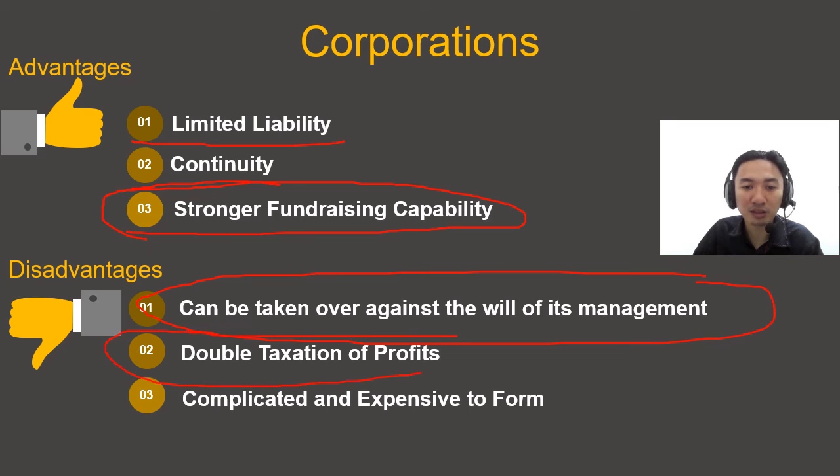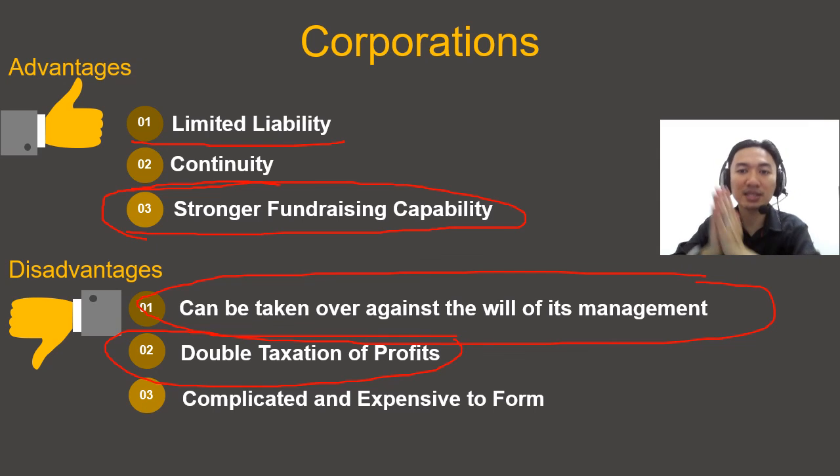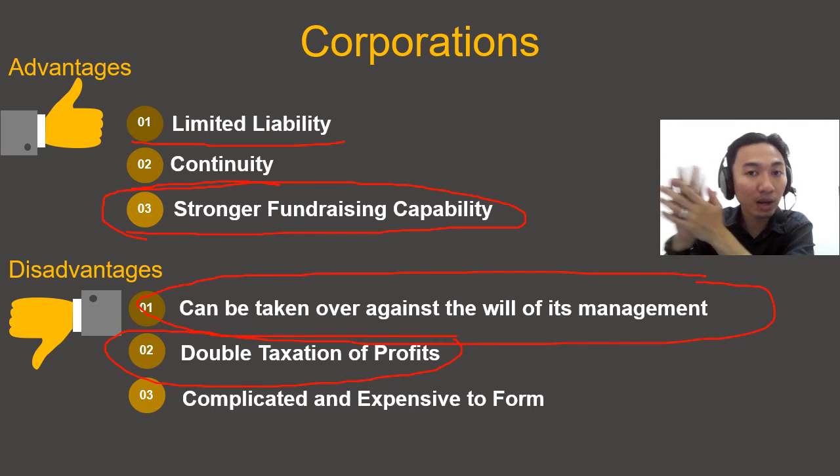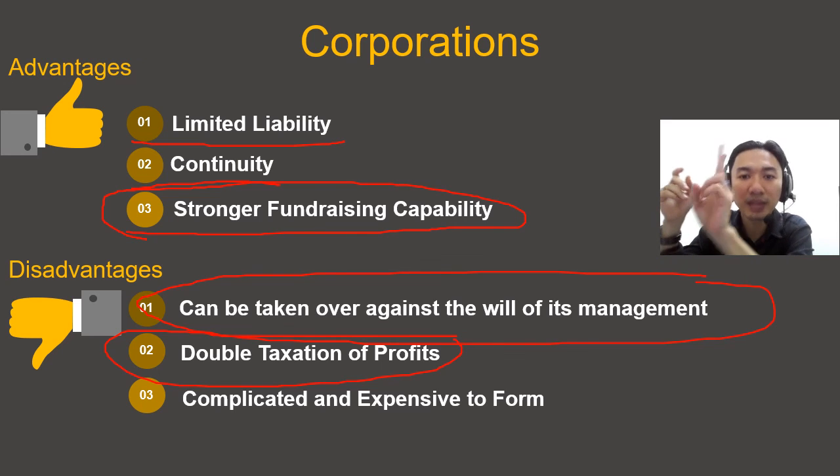Next is double taxation of profit. Okay, this part here, if you remember, sole proprietorship and partnership are taxed once as a personal income tax. For corporation that has shares, they will be taxed twice.